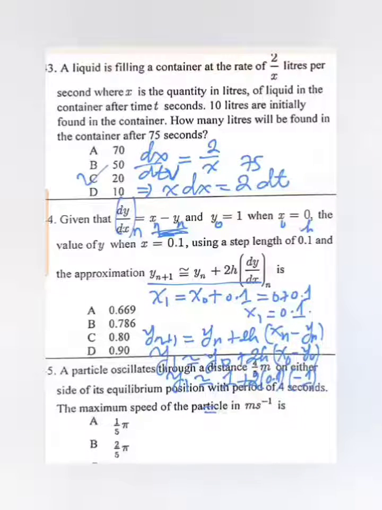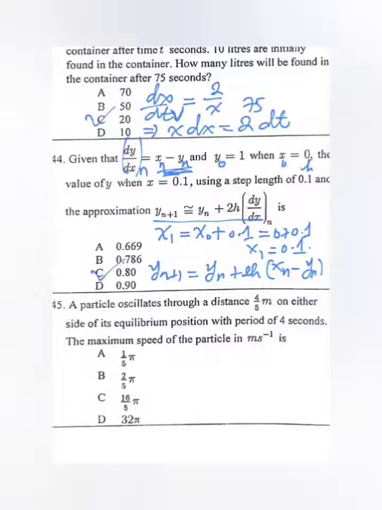So we have 1 plus 0.2 into negative 1, which gives negative 0.2. So that 1 minus 0.2 gives 0.8, and that corresponds to option C.